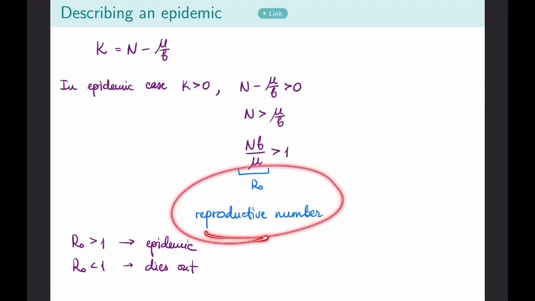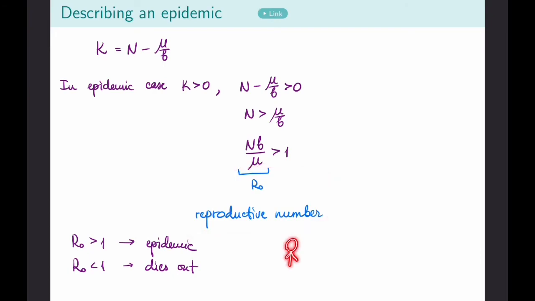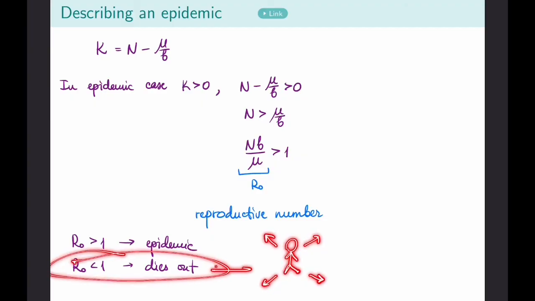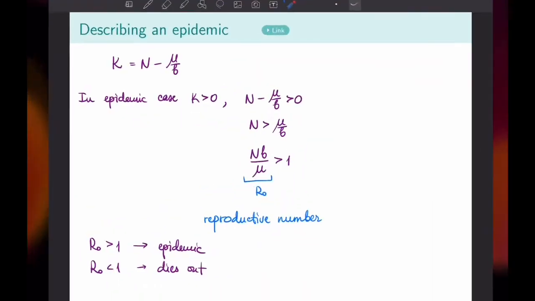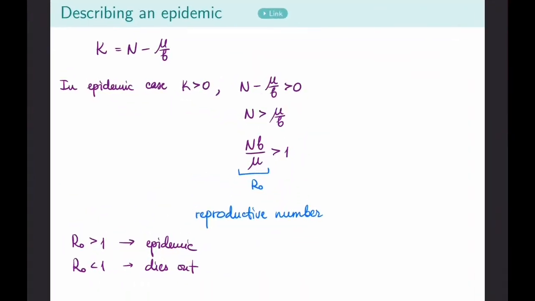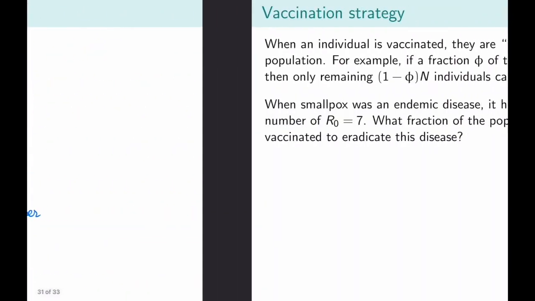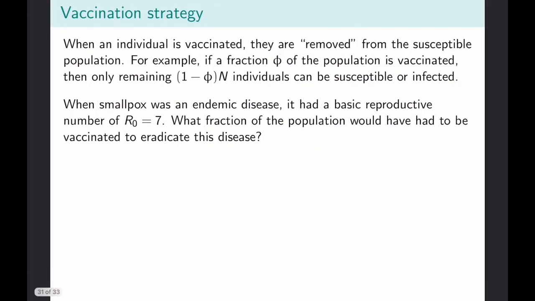This reproductive number can also be thought of as the number of new cases likely to be caused by one infected person. So if I have an infected individual, how many other people are they likely to infect? If this number is below 1, then this is when we're in the clear. The thing that R naught allows us to calculate is the vaccination strategies.